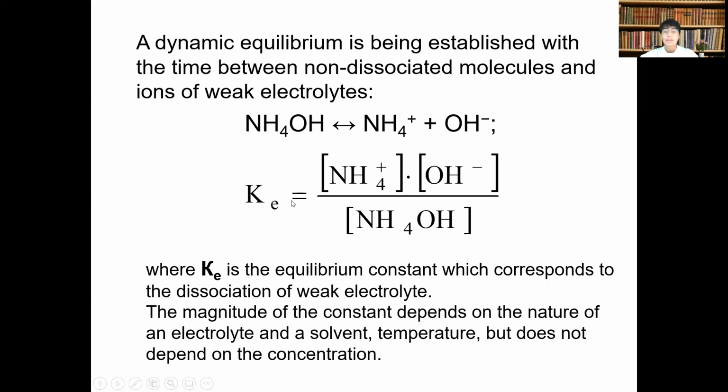The equilibrium constant, please remember from the law of mass action, is equal to the ratio between the concentrations of products and the initial reagents. In our case, the initial concentration of ammonium hydroxide, where K with index E is the equilibrium constant, which corresponds to the dissociation of a weak electrolyte.